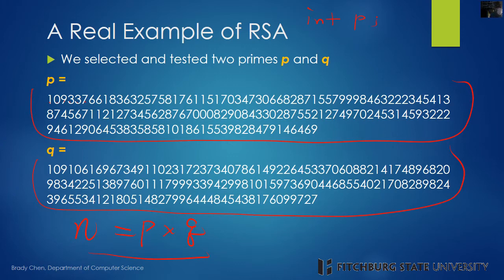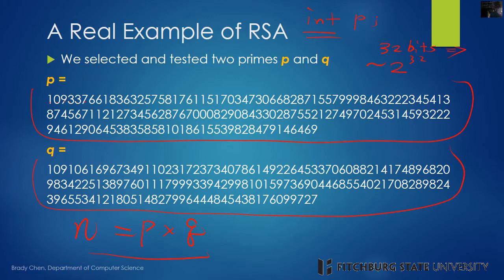Because int only allows you to define an integer up to 32 bits. For 32 bits, the largest value P we can represent is about 2 to the 32. That's not a big number. The number we're talking about is not 2 to the 32. We're talking about 2 to the 1024. That's a huge number. Okay.